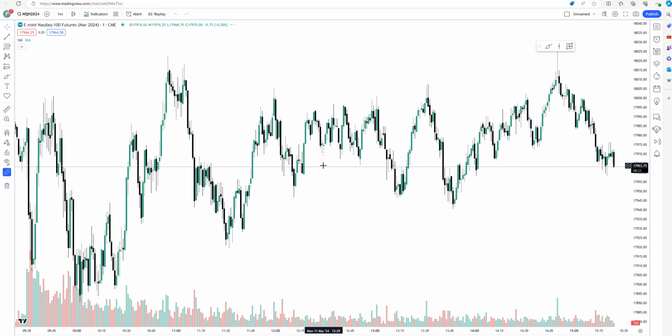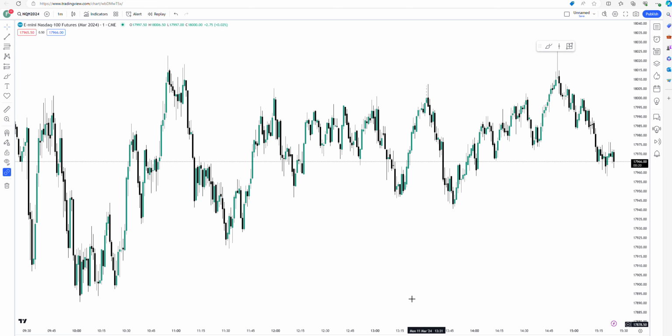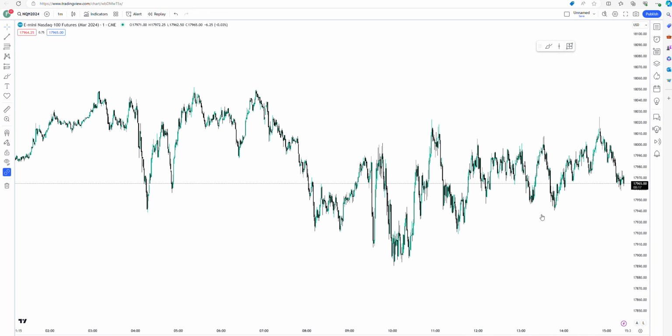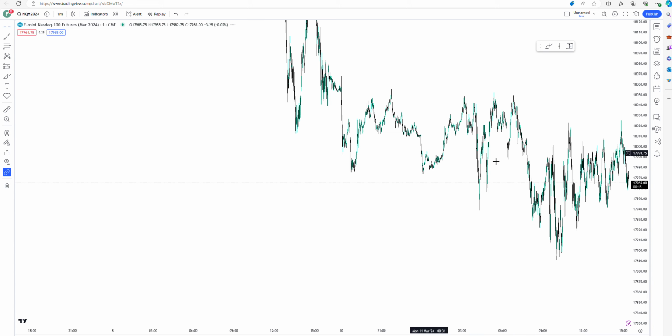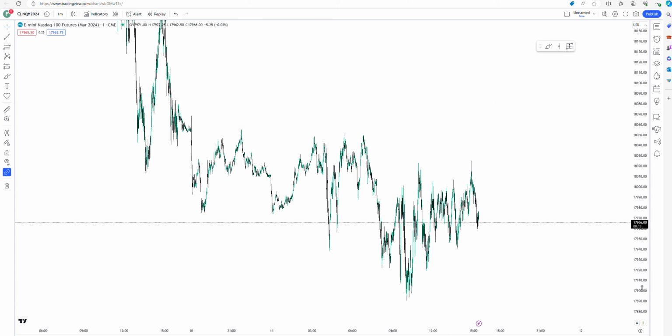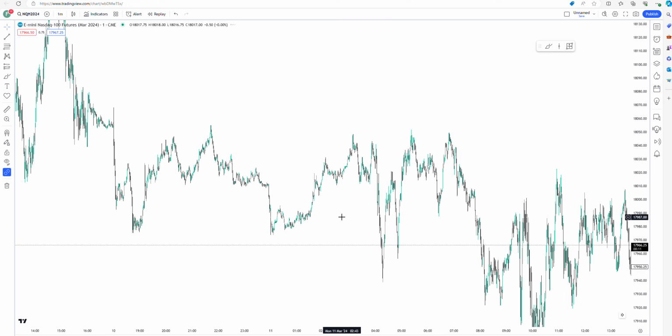Let me just get a new chart here so we can see things a bit more clearly. And let's start from yesterday, right? So currently today it's the 12th of March 2024. Let's start from the London session from yesterday and let's just see what price action did. We're on the 1 minute chart, right? And we'll see what happened yesterday, right?